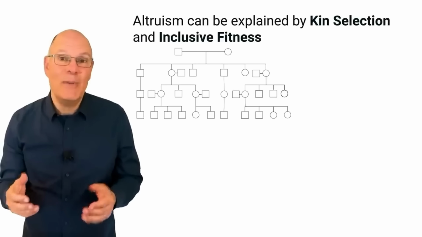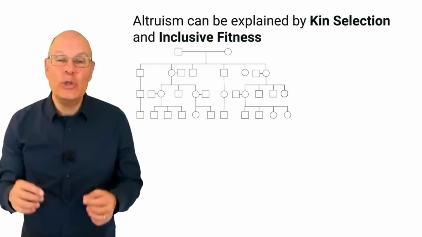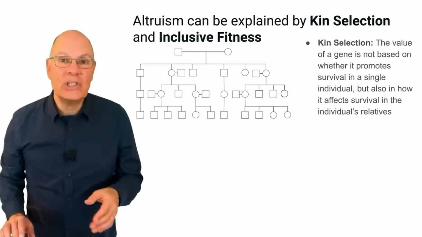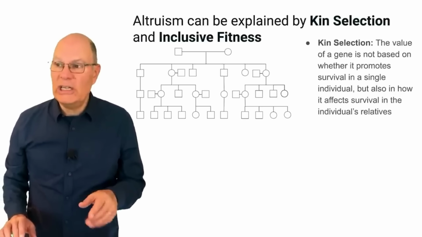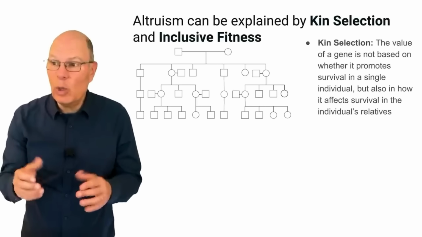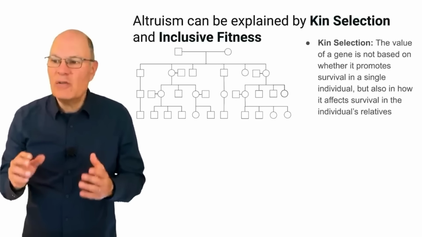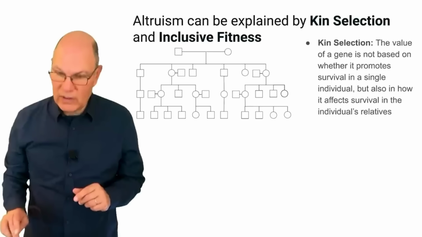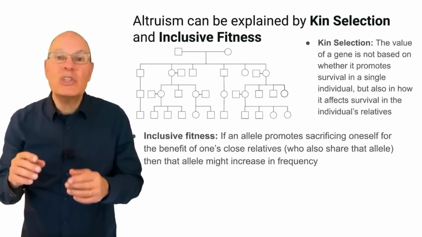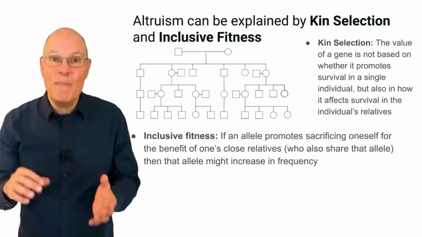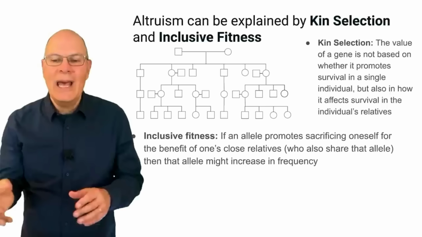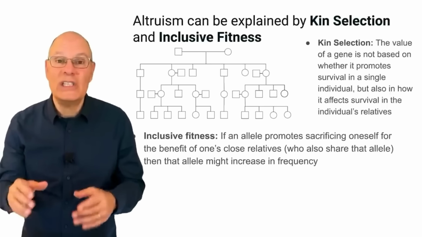Altruism can be explained by kin selection and inclusive fitness. Let's define both of these terms. Kin selection means that the value of a gene is not based on whether it promotes survival in a single individual, but also in how it affects survival in the individual's relatives. Inclusive fitness means that if an allele promotes sacrificing oneself for the benefit of one's close relatives who also share that allele, then that allele might increase in frequency.